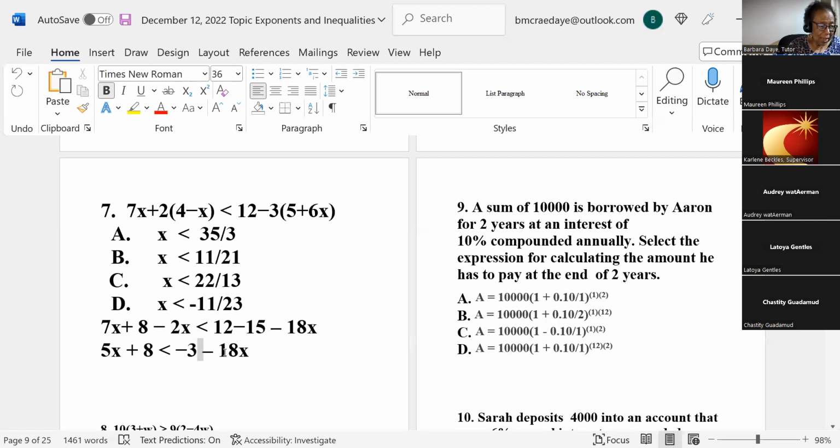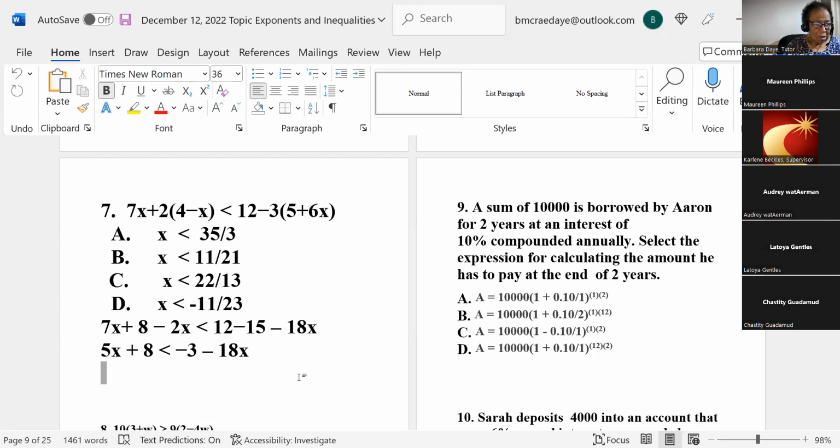So how do we get the minus 18x on the left side? What do we do, Maureen? We subtract. No, you want the 18x over here to go to 0. So you wouldn't subtract. If you want the minus 18x to go to 0, what would you add to it? Audrey, you said it. What would you add?